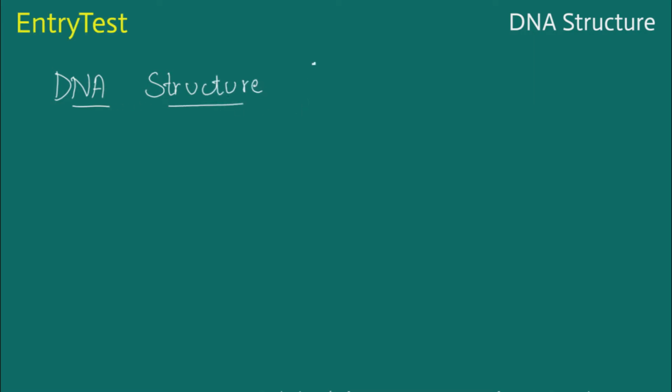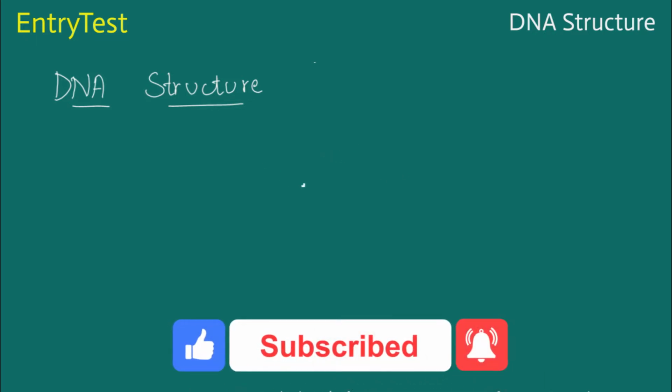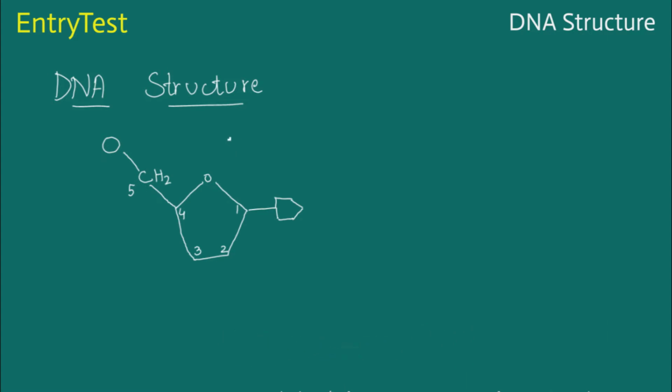So let's get started. Now the basic structure of a DNA is the nucleotide. So I'll show you what a nucleotide is made up of. Let me go ahead and draw a diagram for that. So this is the basic layout of a nucleotide. So this over here, this is known as a phosphate group.